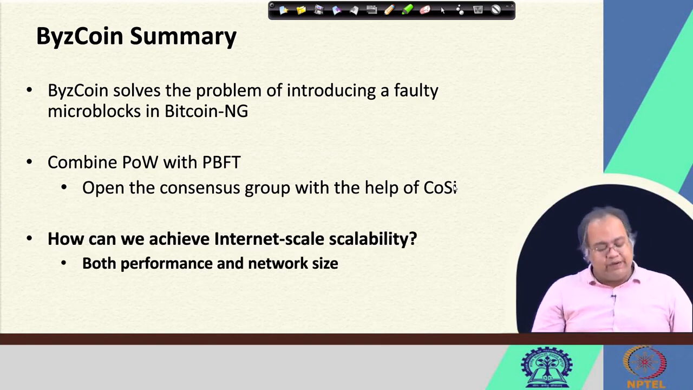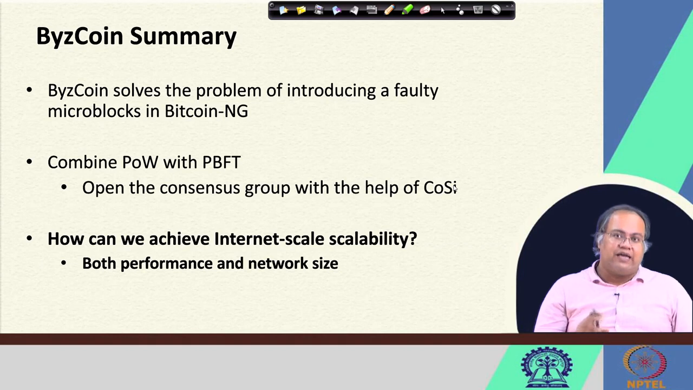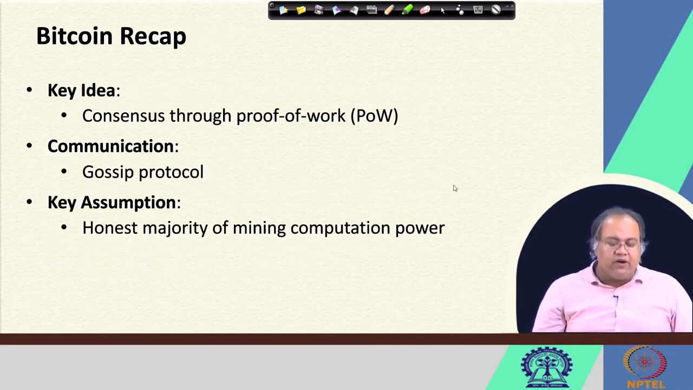And the question that remains is how can we achieve internet scale scalability? Well, both in terms of performance as well as in network size. As we have seen, we still have certain gaps from the transaction throughput which is typically supported by PayPal. Now, in that context, let me recap Bitcoin and see what advantages we had in Bitcoin proof of work and what disadvantages we had, and see how we can make the balance. That will possibly give us some idea of how to fill up that small gap we have seen in the ByzCoin performance.